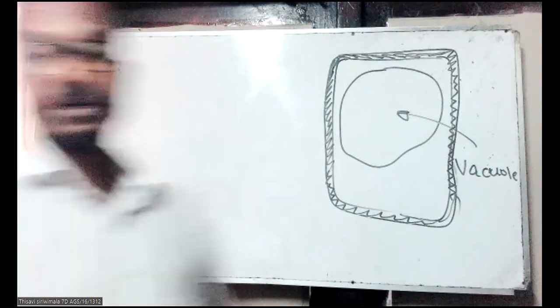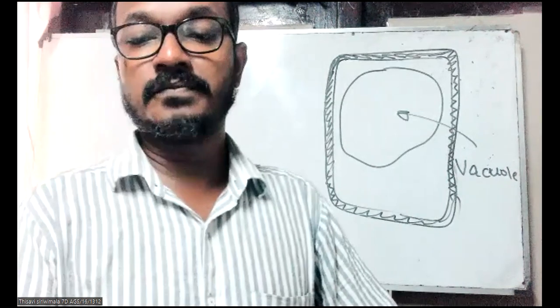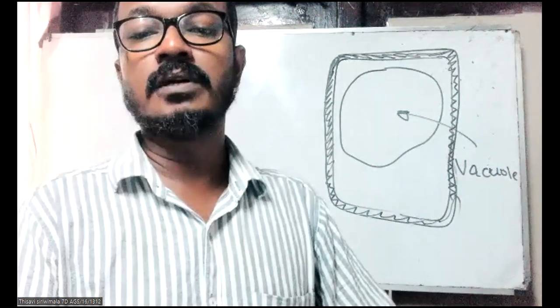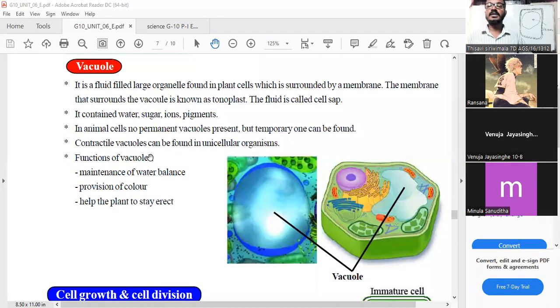Okay, I think the time is enough for you to draw it. Then we'll go back to the note. It is a fluid-filled large organelle found in plant cells, which is surrounded by a membrane. The membrane that surrounds the vacuole is known as tonoplast. The fluid is called the cell sap. It contains water, sugar, ions, and pigments. Pigments can be part of it.